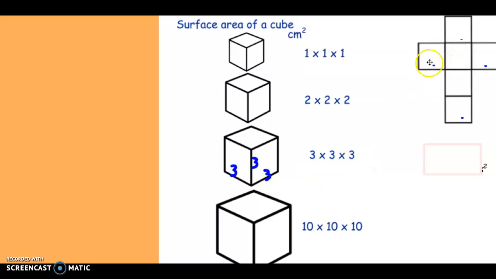So the surface area, or the area of each face, is 3 times 3, or 9. So we have 9, 9, 9, 9, 9, and 9. And there are 6 faces on a cube, so 6 times 9 is 54 units squared. That is a quick overview of surface area and three-dimensional figures.